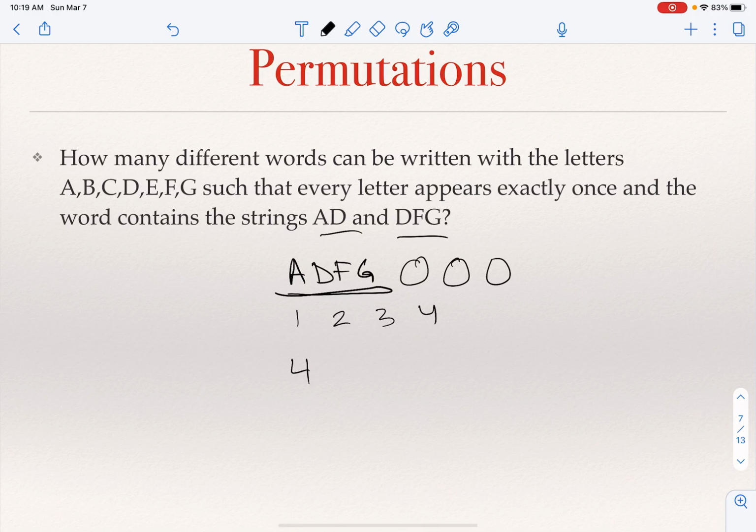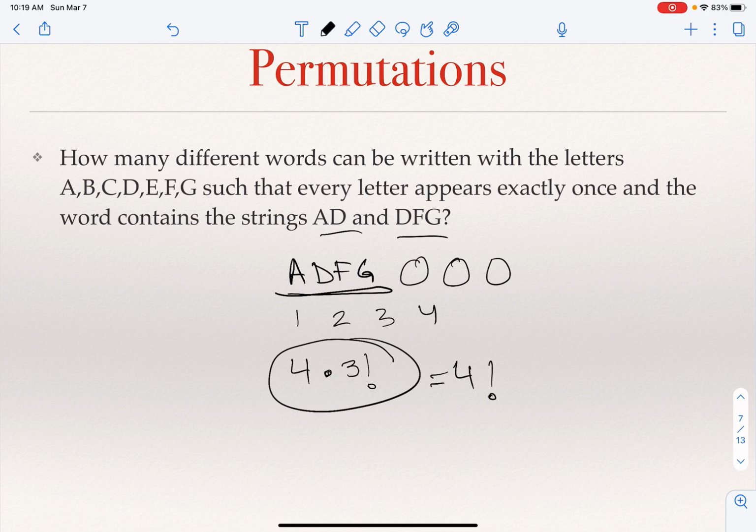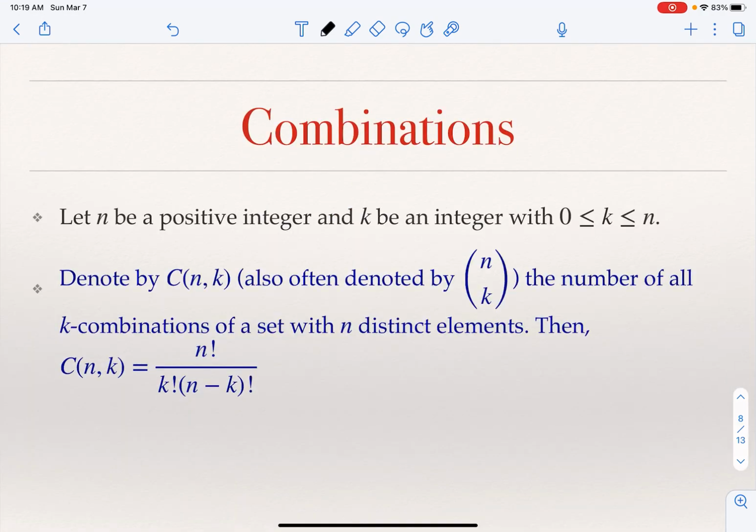There are 4 places we could put ADFG. For each one of them, there are 3 factorial ways to put the other 3 letters. So it is 4 times 3 factorial. And this is, by the way, 4 factorial. Okay? So this is how we count these permutations.